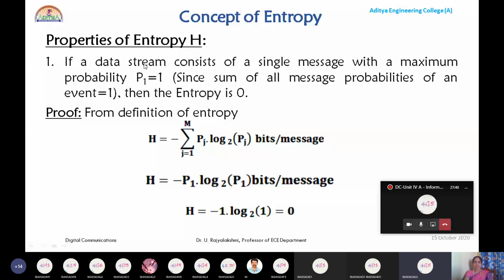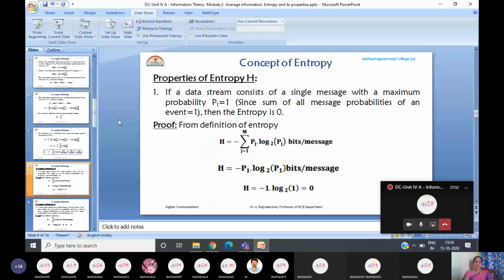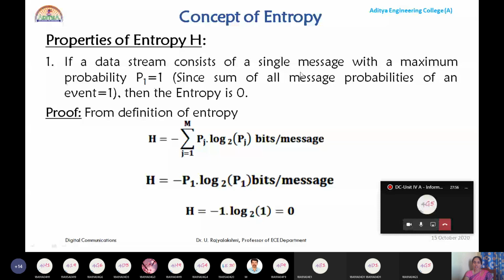If a data stream consists of a single message, as I told you with the example of m number of messages, but here in this data stream it consists of only one message. And if you are having only one message with maximum probability, what is the maximum probability of an event? Sum of all message probabilities of an event is generally equal to 1. That is the total probability. But here how many message probabilities are there? Only one message. Then its probability should be equal to 1. Then our entropy is 0. This is the first property.